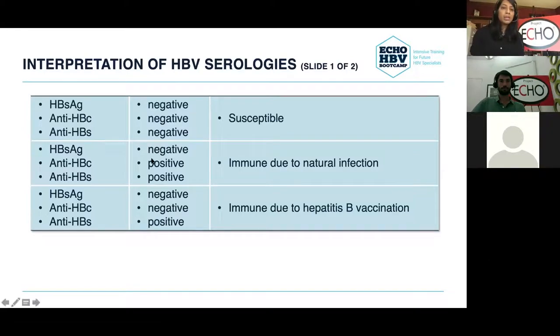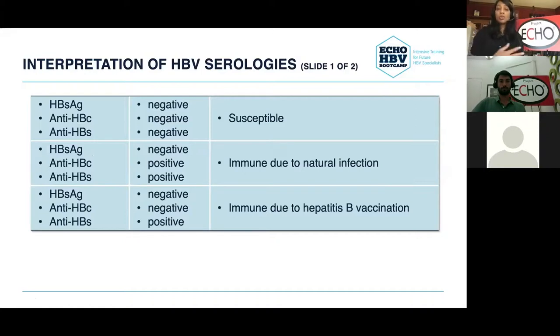Now, in somebody who is negative for the surface antigen test, but positive for both the core and the surface antibody test to hepatitis B, this is interpreted as being immune due to having been infected with hepatitis B in the past at some point.